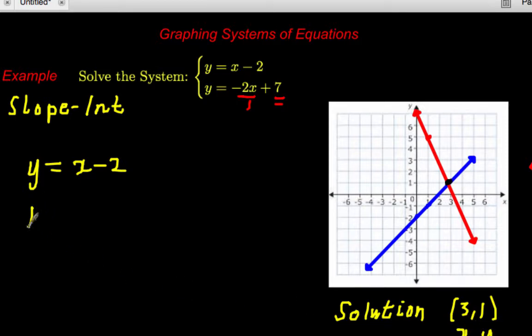So you have 1 equals 3 minus 2. Is that a true statement? Yes, it is. So that made our first equation true.